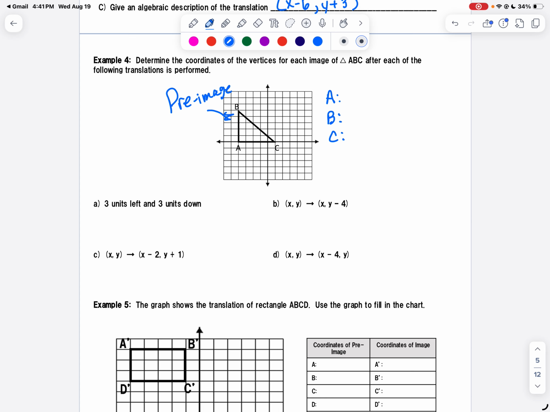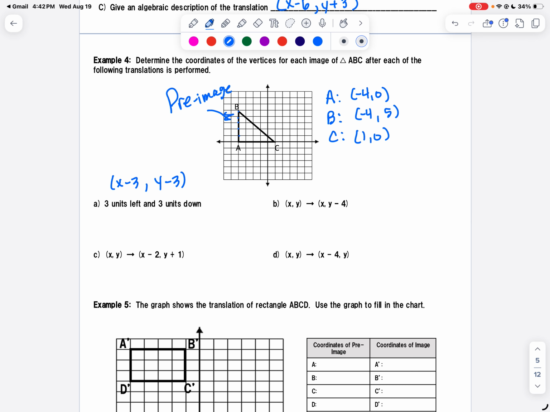So the coordinates of point A, if I start at 0, 0, 1, 2, 3, 4, would be negative 4, comma 0. B would be at negative 4, comma 1, 2, 3, 4, 5. And point C are at 1, comma 0. So in our first translation, they want us to go 3 to the left and 3 down. So this would mean we're subtracting 3 from the X and we're subtracting 3 from the Y value. We're decreasing by moving left, and we're decreasing the y values by moving down.